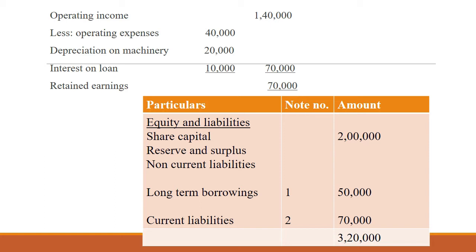Now the balance sheet is given. Under equity and liabilities, share capital is 2 lakh, reserves and surplus, and non-current items are given: long-term borrowing with note number 1 is 50,000 and current liabilities with note number 2 is 70,000. The total amounts to 3 lakh 20,000.